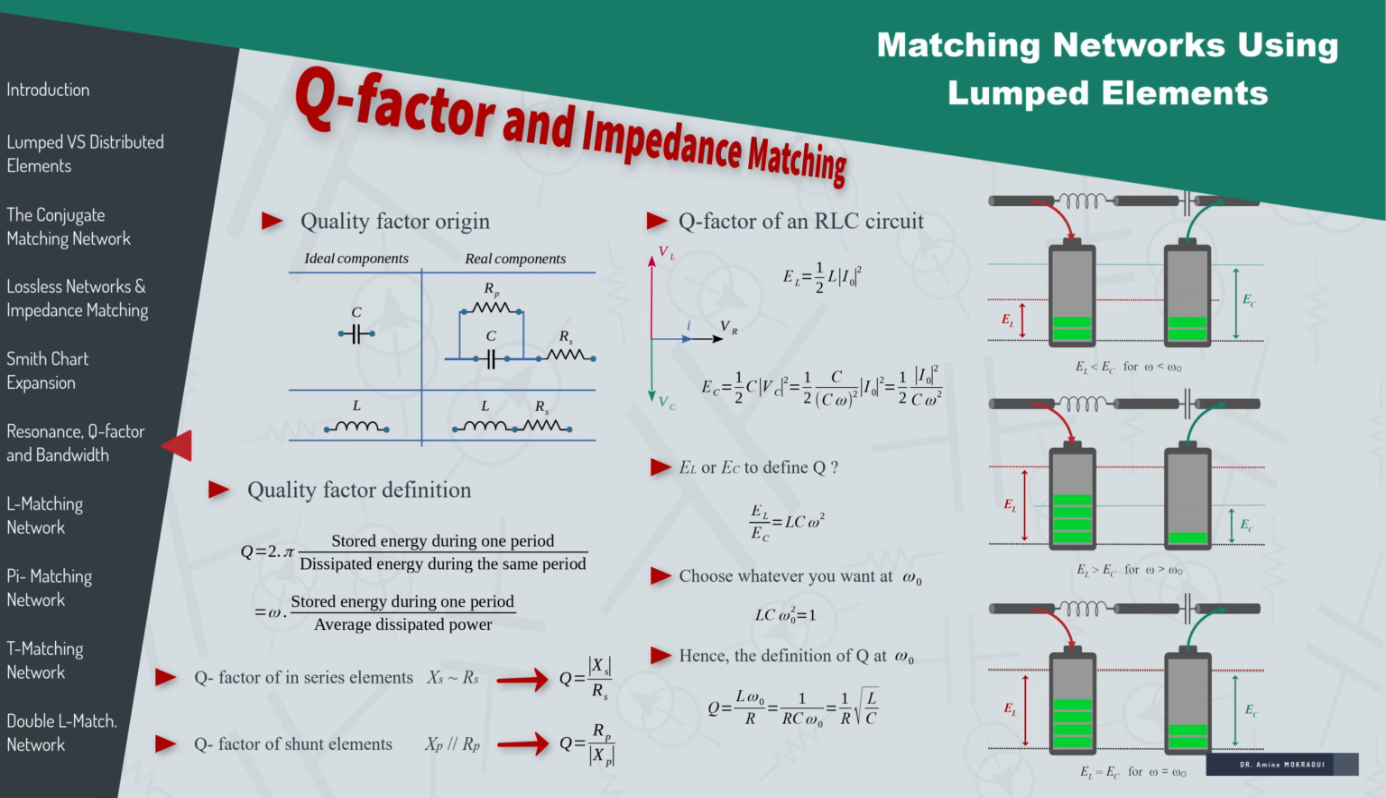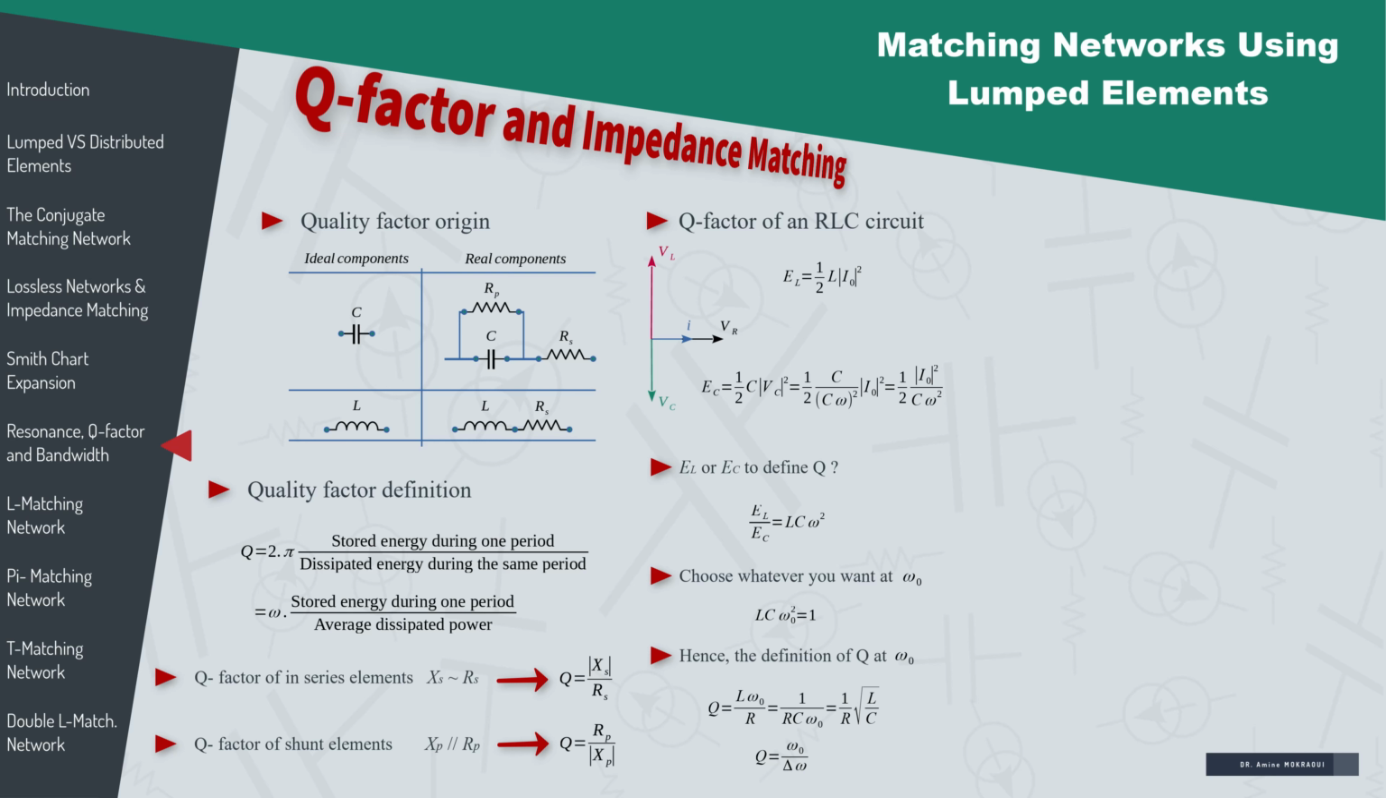In this condition, we define unambiguously the Q factor as Q equals L omega 0 over R, which is equal to 1 over RC omega 0, which is also equal to 1 over R times the square root of L over C, where omega 0 is the resonance angular frequency of the RLC circuit. From elementary circuit theory, recall the relation between the bandwidth and the Q factor: Q equals omega 0 over delta omega. The proof is given hereafter.